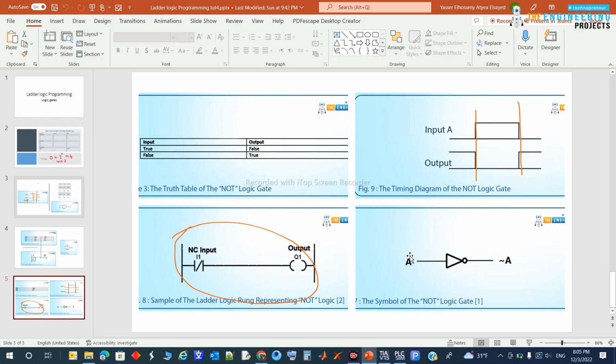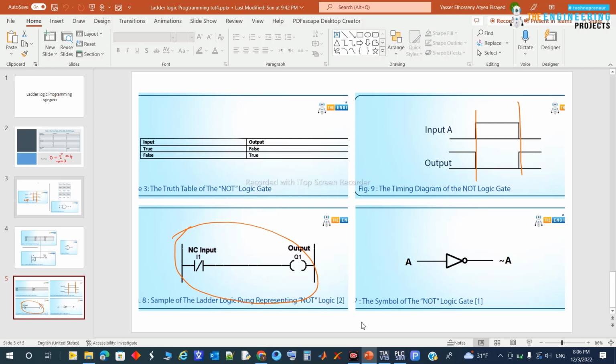So here's the NOT gate. The NOT gate has only one input, and the output is the inverse, or opposite logic, of the input, as can be seen in the timing diagram. If the input is on, the output is off, and on the left and right, if the input is off, the output is high. And there is a truth table: true input gives false, and false input gives true for the output.